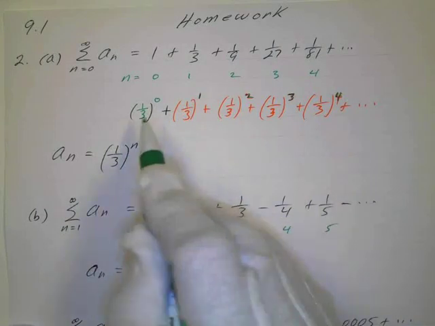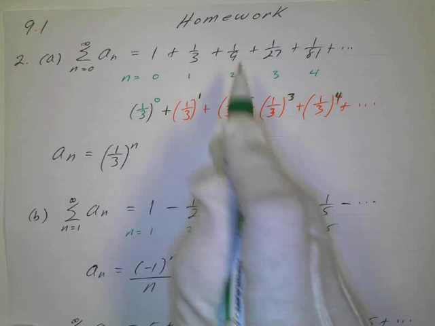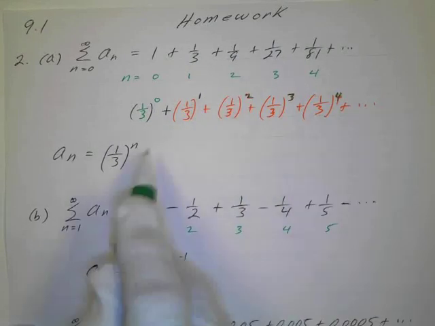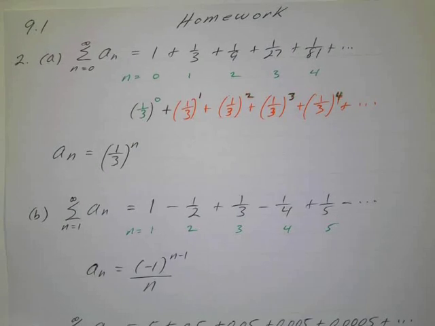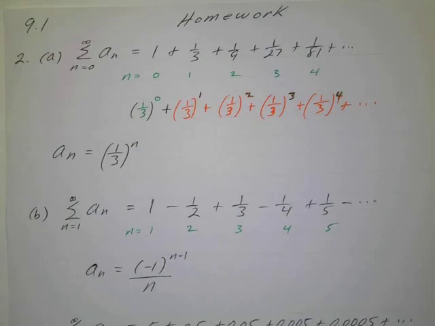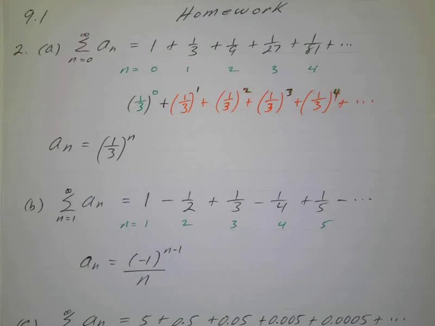Will that generate my series? 1/3 to the 0 is 1, 1/3 to the 1st is 1/3, 1/3 squared is 1/9. So I've got it. That's my nth term. Now a lot of it's trial and error. You've got to try these things. When I write these things up, it's just to save time. I've kind of had to think about them.